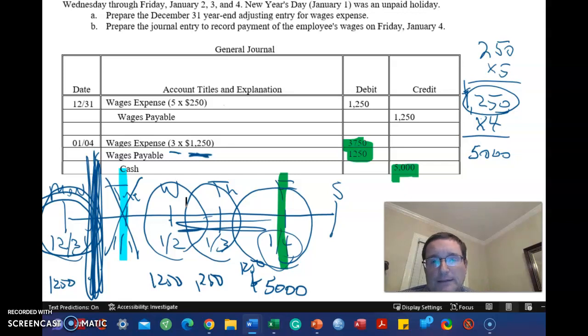This is a classic practice journal entry on exams. You might get a little bit of part of this, maybe on different questions. You might just have like, what would the debit be? What would the credit be? Identify the dollar amount that would be in the payable, or the dollar amount that would be on the wage expense in this case, January 4th.